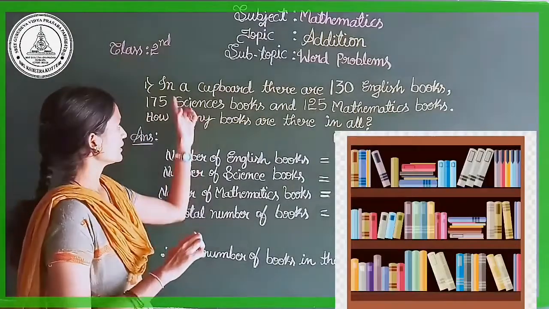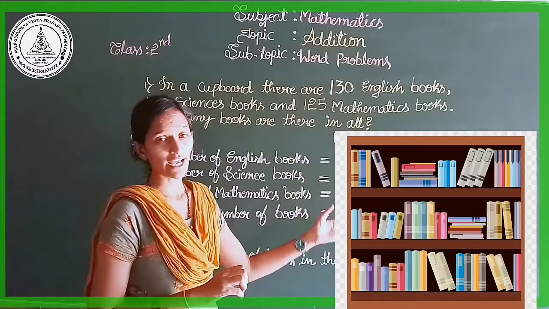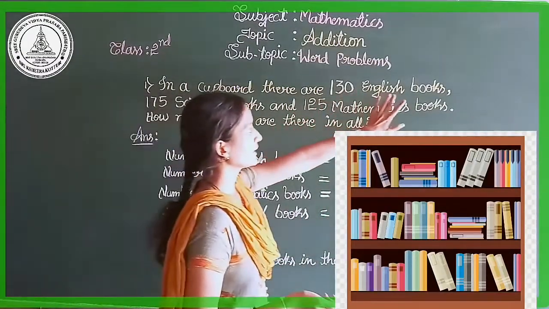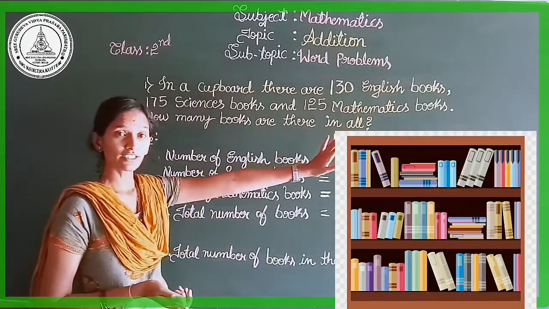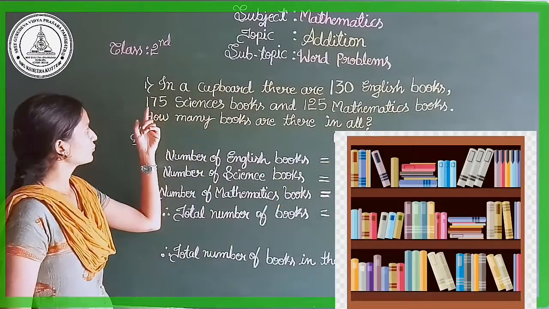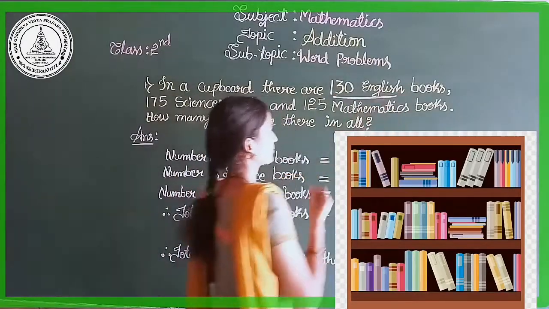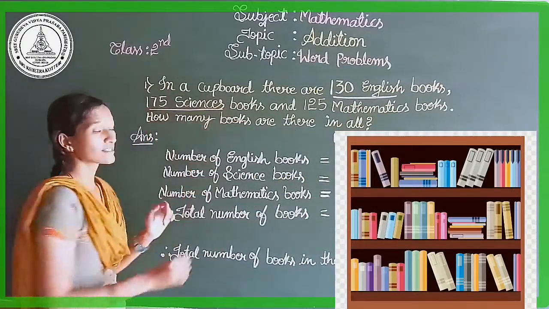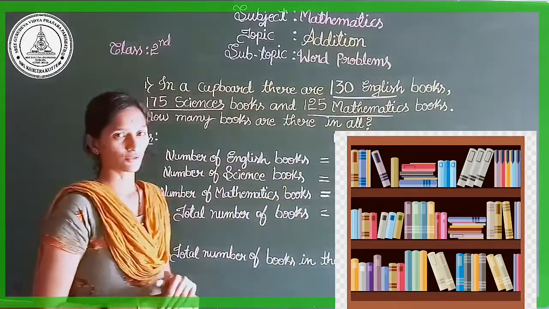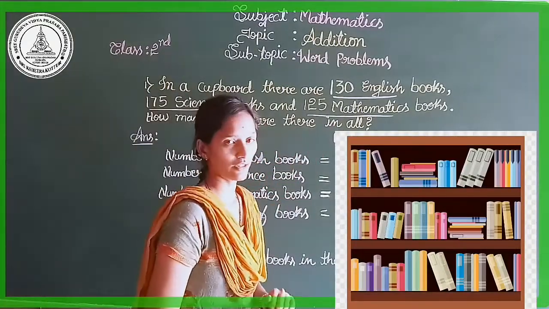Okay, see here, in a cupboard. So here is one cupboard. In that it has some books. So what are those? 130 English books, 175 science books and also 125 mathematics books. Okay, so how many books are there in all?